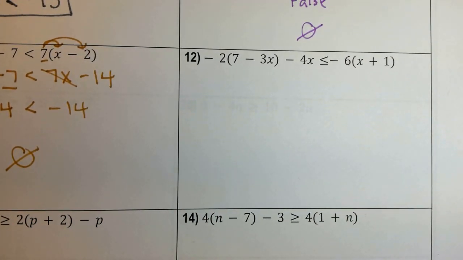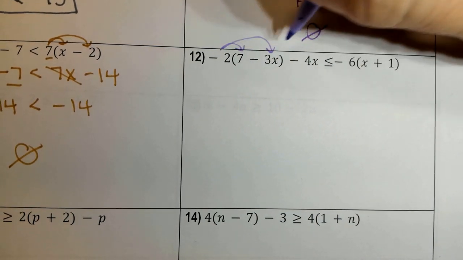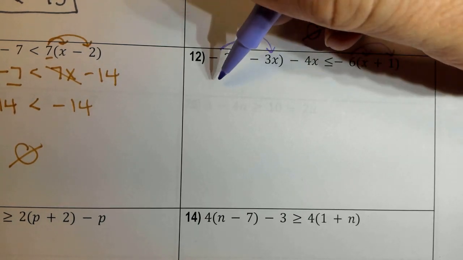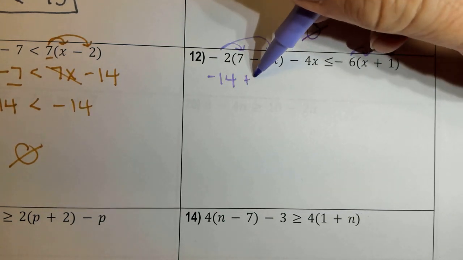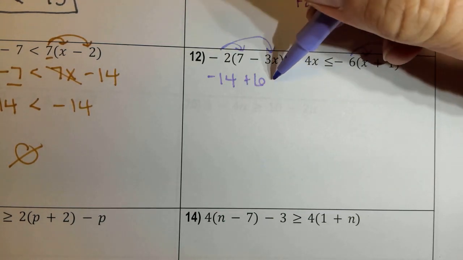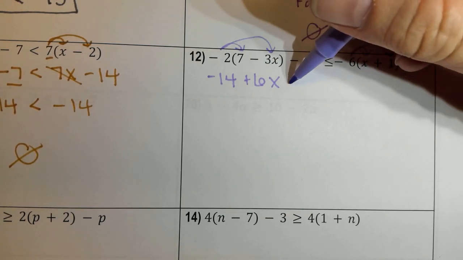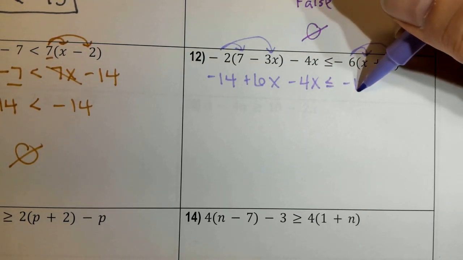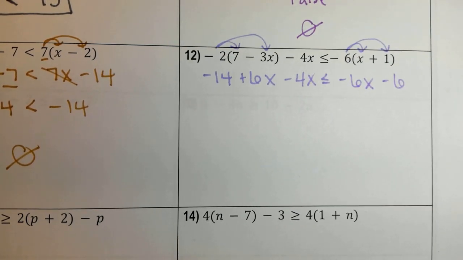Number 12. Parentheses. Got to get rid of those. They can get annoying after a while. So negative 2 times 7. Negative 2 times negative 6. Nope, sorry, I'm thinking of the answer. Negative 2 times negative 3x is 6x. Okay, take all this down. Negative 6 times x. And negative 6 times 1.